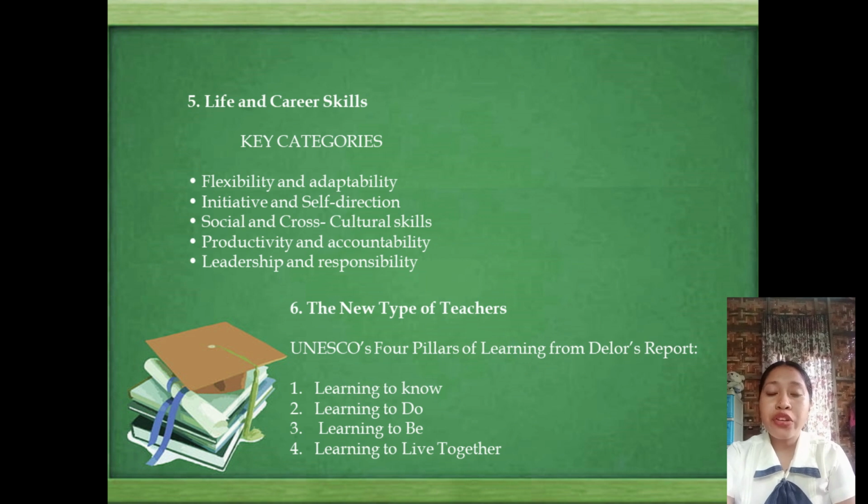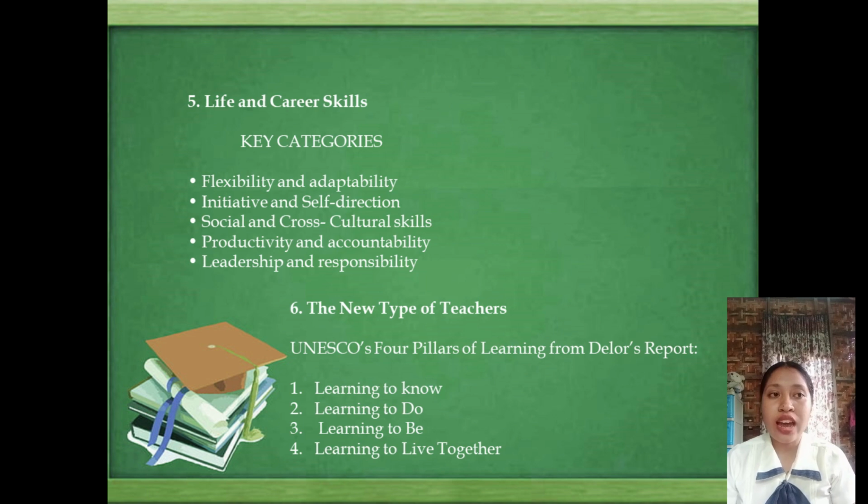So, there are different categories of life and career skills. So first we have flexibility and adaptability. This means learners adapt to various roles, responsibilities and schedules. So despite the complex conditions, they are able to do different tasks at one time. So the next one is initiative and self-direction. So self-directed learners demonstrate life and career skills, so goals are set and managed by themselves.